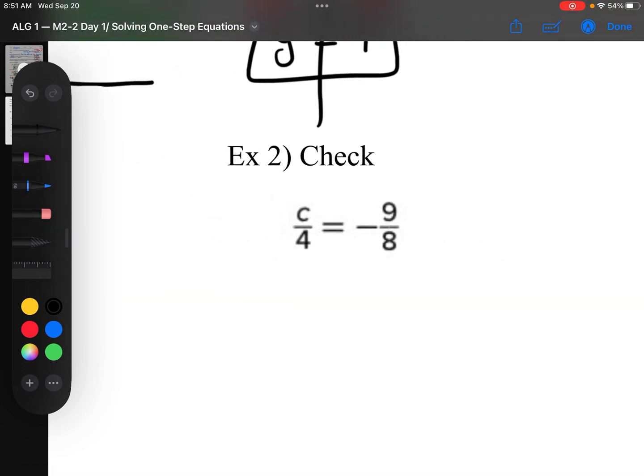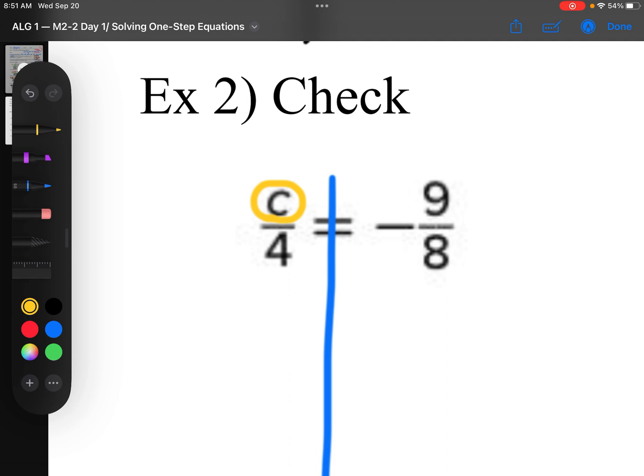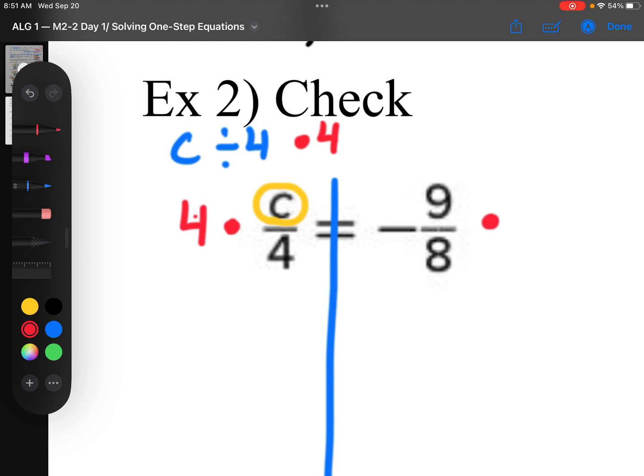This one, okay, we are going to draw our line. I know I need to find C by itself. So if we look here, I have C over 4, which in other words tells me that I have C divided by 4. The opposite of dividing by 4 is to multiply by 4, okay? And that will cancel out the 4. So I need to multiply by 4 on this side, and I need to multiply by 4 on this side, okay? So that's going to cancel out.